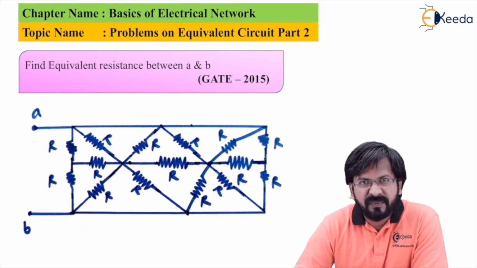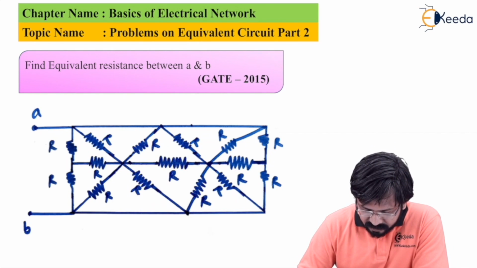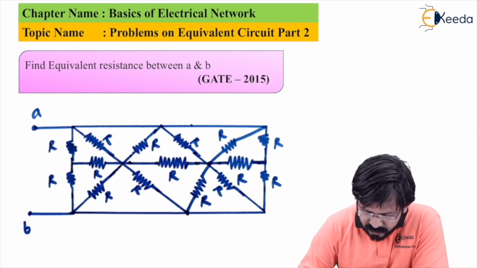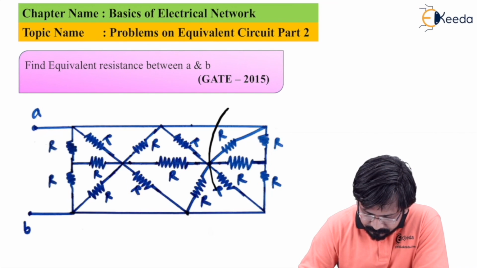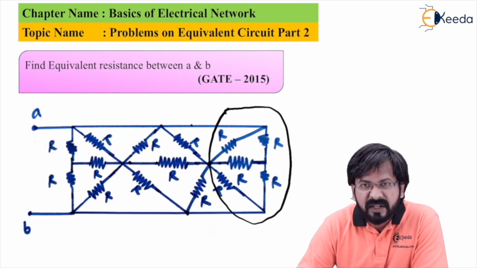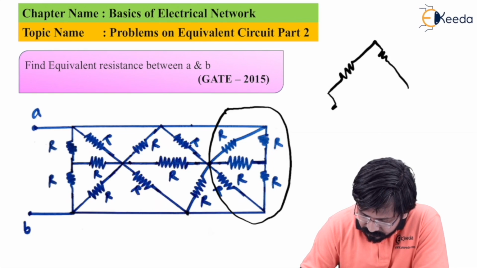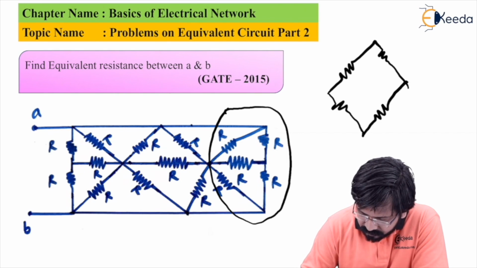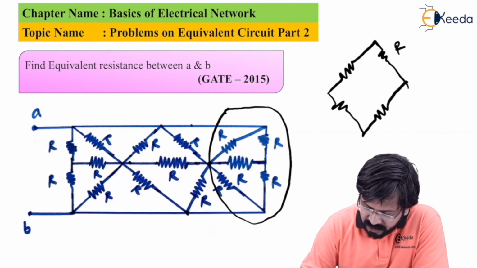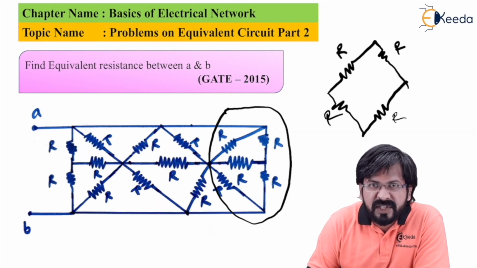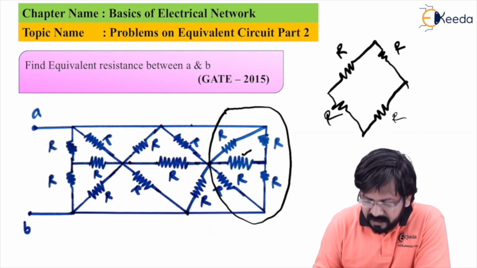If you see this circuit carefully, you can see that there are multiple bridges formed by resistor elements. For example, as you can see this part, if you see this part carefully, a bridge is formed having elements the way I'm drawing. Every element has the same value, which is R. And there is one more resistor which I'm pointing out right now, which is connected here.